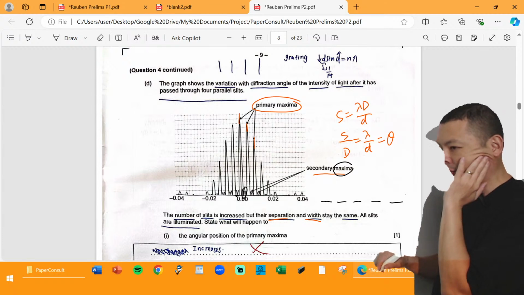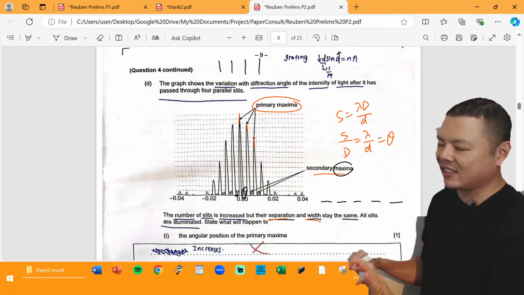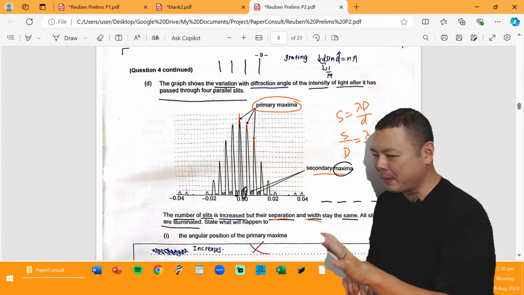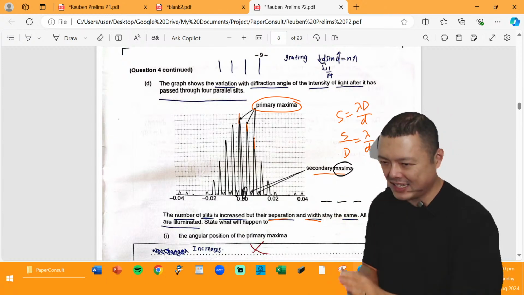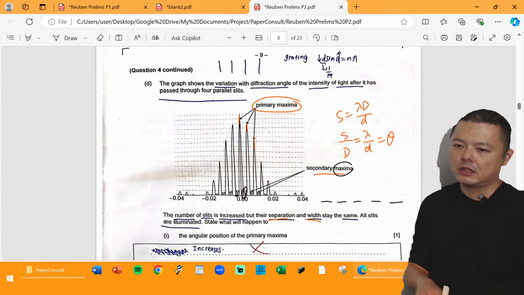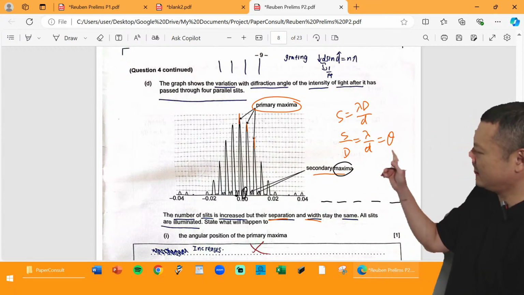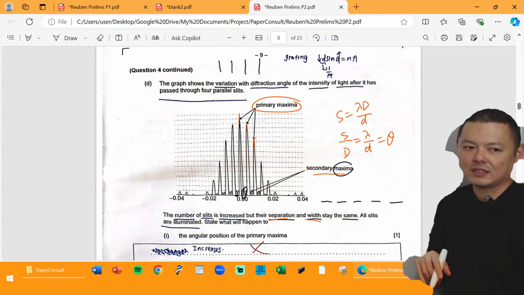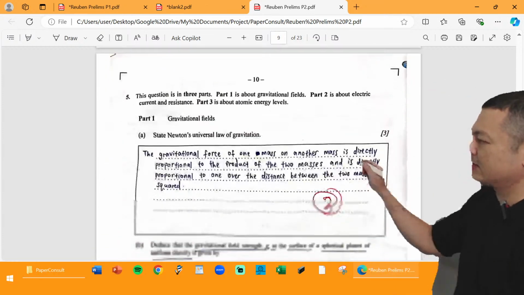You can use d sine theta equals n lambda on a double slit. But because the theta is small, it will naturally approximate to d theta equals n lambda, which is naturally just theta equals lambda over d. You can. Okay, what's the next one?